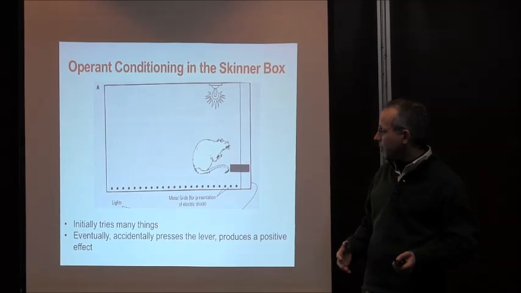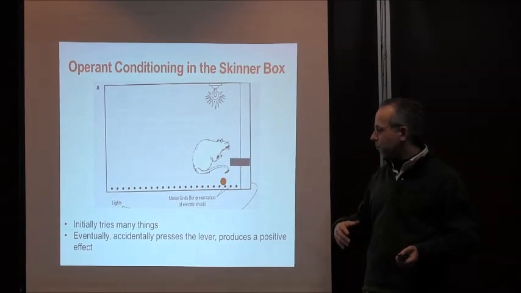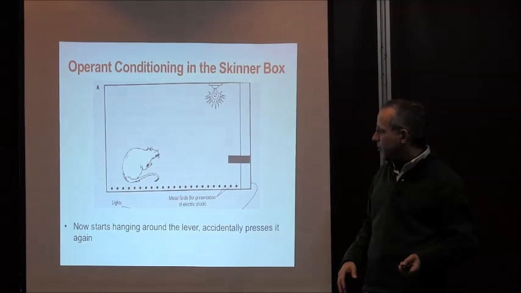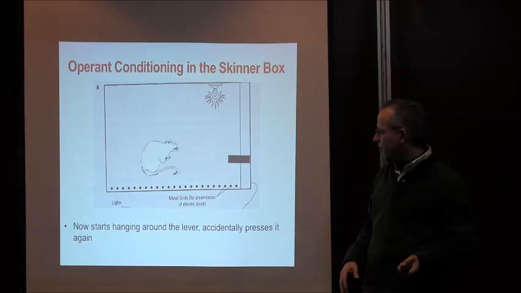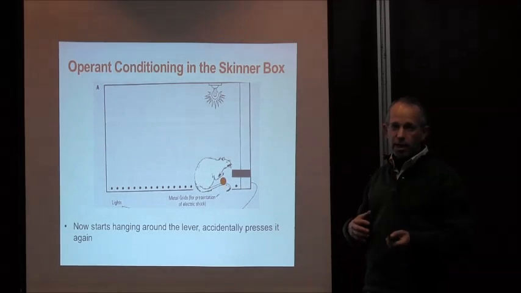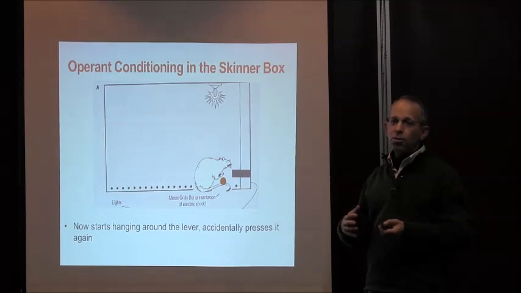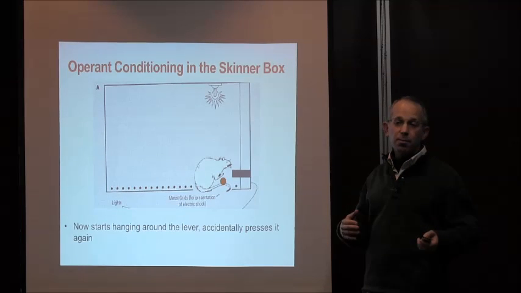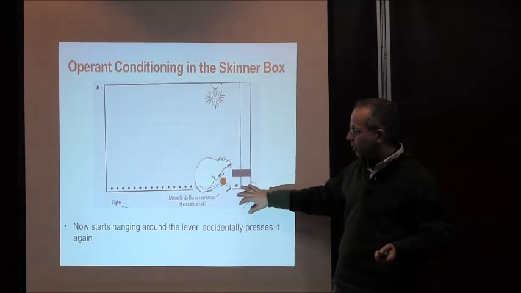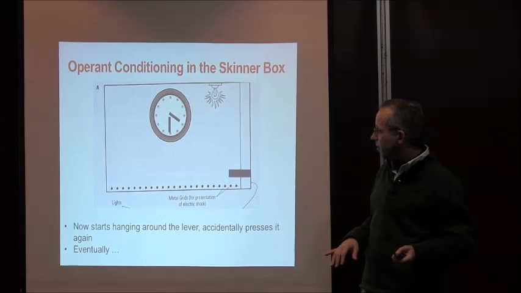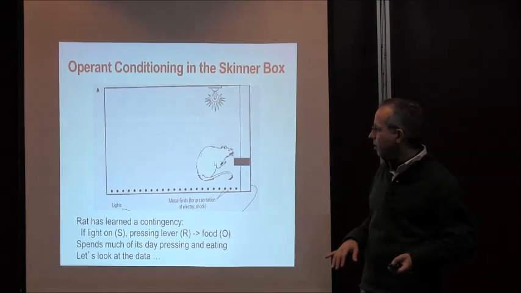Eventually it comes over and it presses the lever somewhat by accident, and it gets a food pellet. Okay. So now it starts hanging around the lever, okay, and starts pressing it, and it happens more and more often. So the idea is that you're starting with an initial random or natural set of behaviors, and whenever the ones that happen are the ones that you want to be repeated, the animal's being reinforced with food. And so eventually, the rat has learned a contingency.